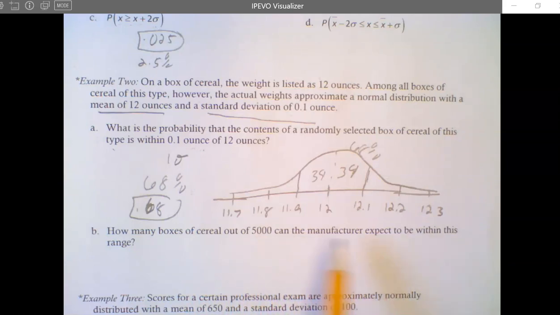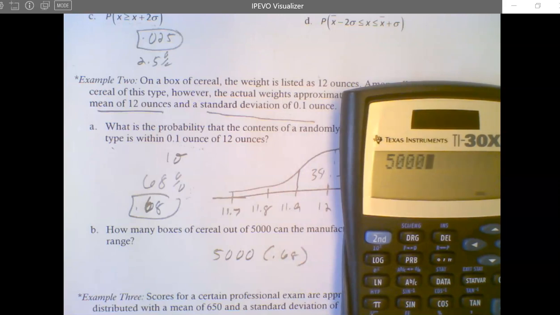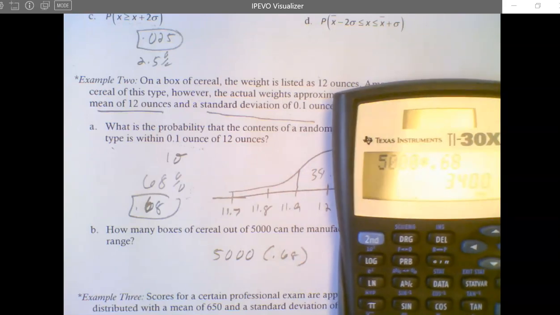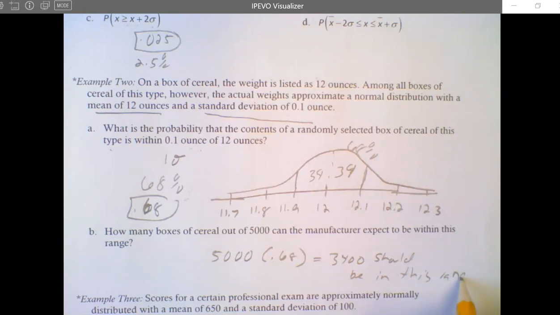All right, so the next question says, how many boxes of cereal out of 5,000 can a manufacturer expect to be in this range? So basically, if there's a 68% chance of the boxes being in that range, I would take 5,000 and multiply by 0.68. So 5,000 times 0.68 should be 3,400. So it should be 3,400 out of every 5,000 should be in this range of 1 standard deviation away.